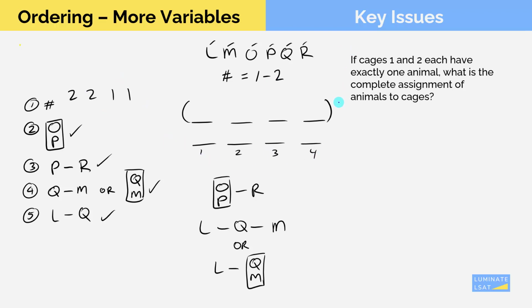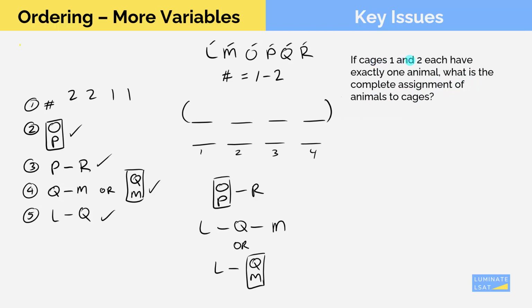Now we're ready for a challenge question. Go ahead and try this on your own, and we'll discuss when you're back. The condition here is if cages 1 and 2 each have exactly 1 animal. And the question is, what is the complete assignment of animals to cages in that case?